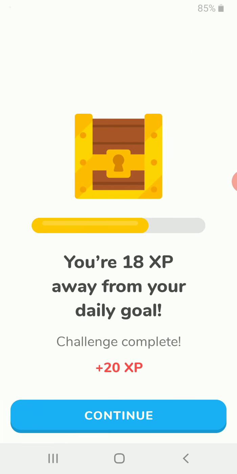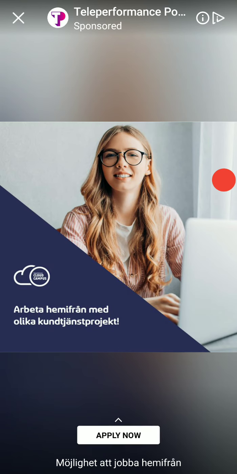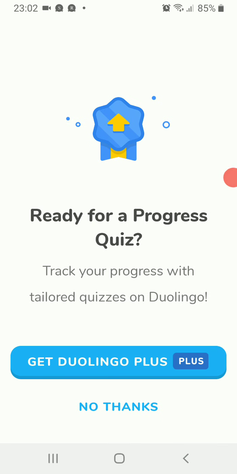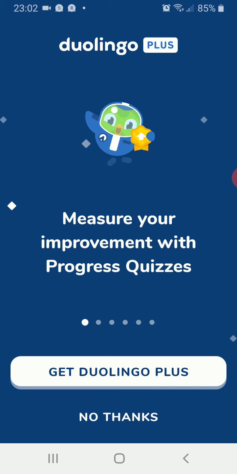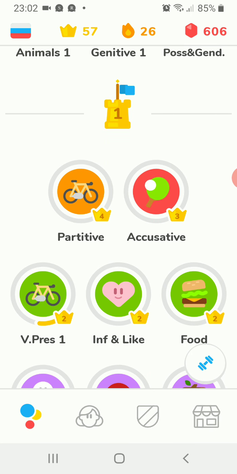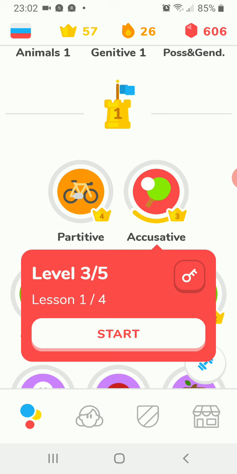So I got 20 XP from your daily goal. Okay, so I'm not there yet, but should I take a progress quiz now? I think we can do it. Why not? Let's do it. Measure your improvement with progress quiz. No thanks. I didn't want to pay because I'm not interested in paying anything right now.